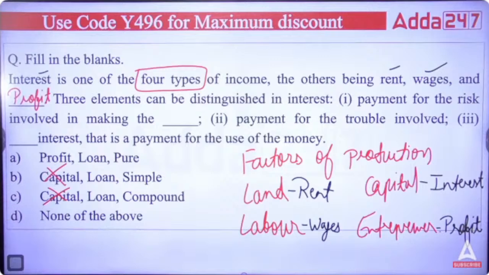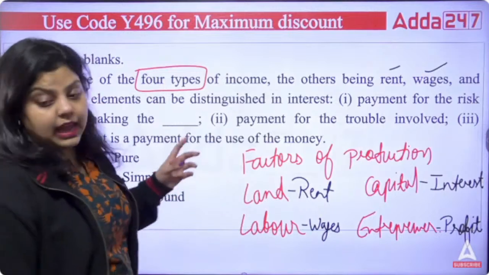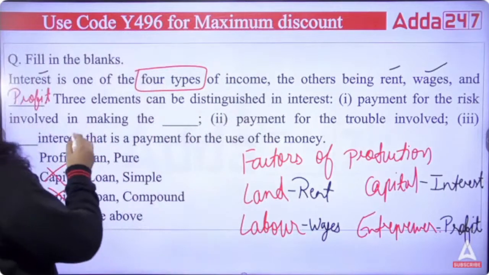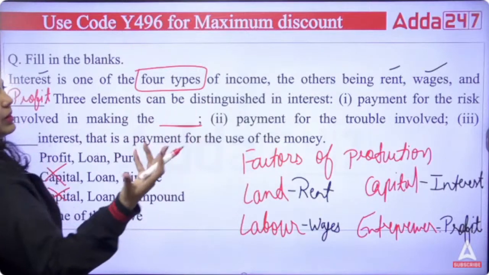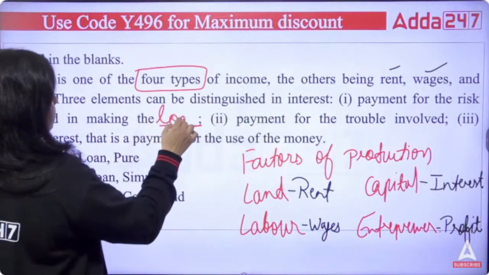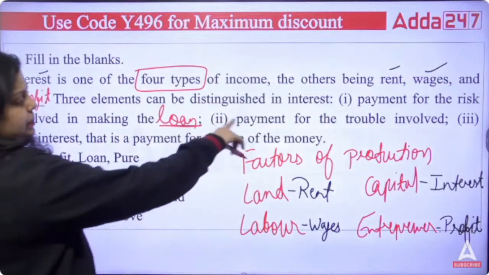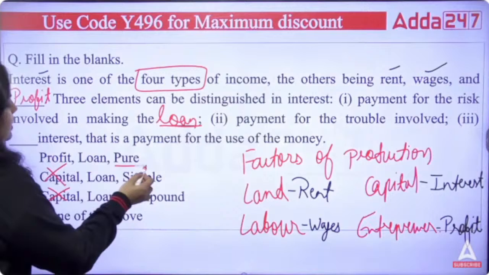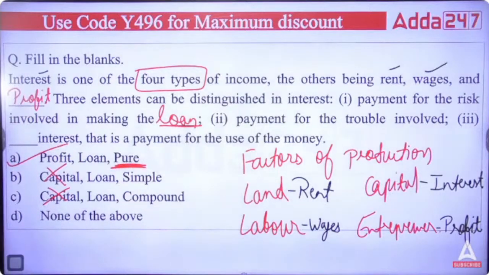Now let's move forward. Three elements can be distinguished in interest. And I have told you that there are three elements of interest. Now the first one is payment for risk involved in making the dash. Making what? Making the loan. The payment for trouble involved is second, and the third one is dash interest. What interest? The pure interest. So the right answer will be A.